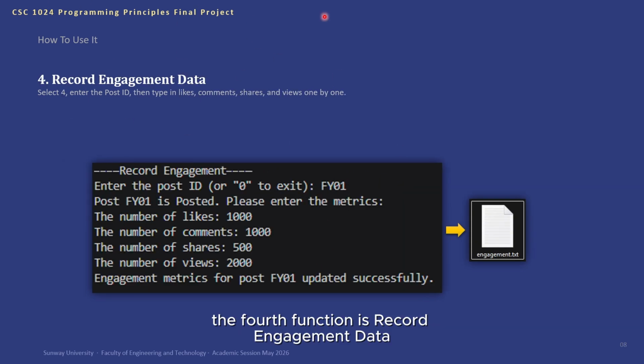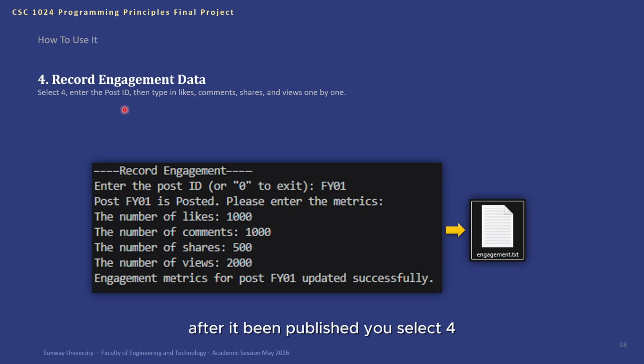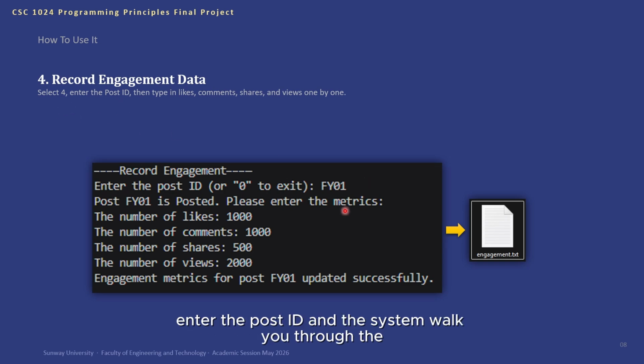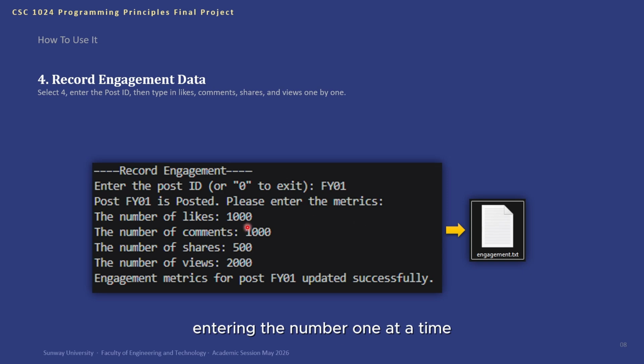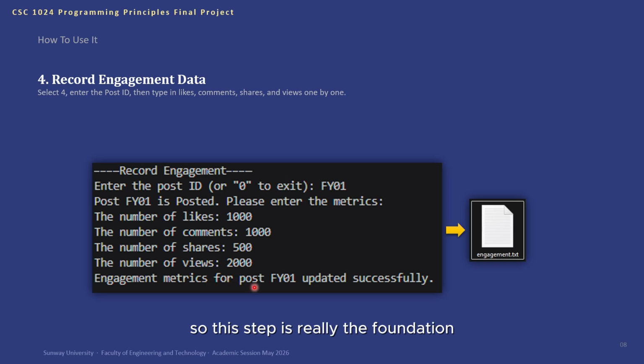The fourth function is record engagement data, which is used to log the performance of a post after it has been published. You select 4, enter the post ID, and the system walks you through entering the numbers one at a time: likes, comments, shares, and views. This data is what powers our performance report later on. So this step is really the foundation for getting an accurate report at the end.